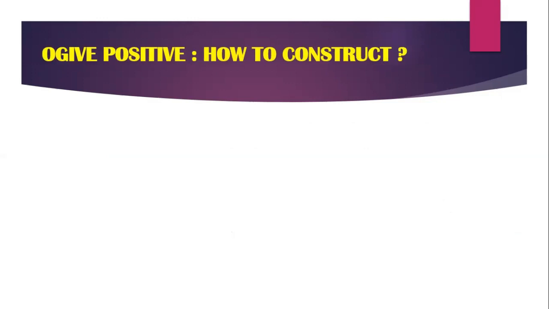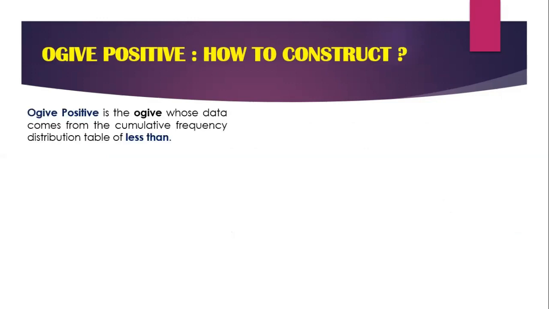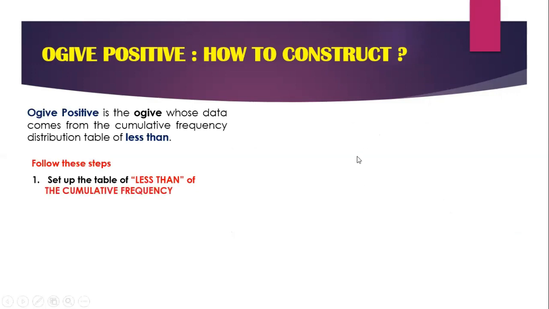Ogive positive, how to construct? Ogive positive is the Ogive whose data comes from the cumulative frequency distribution table of less than. Just follow these steps. Step number 1: set up the table of less than of the cumulative frequency.